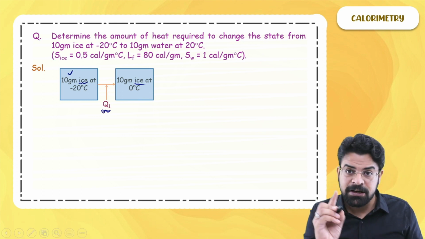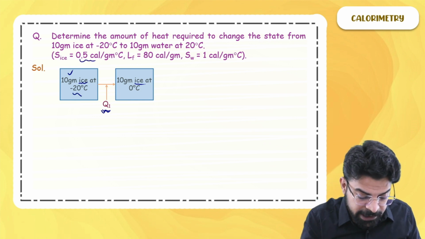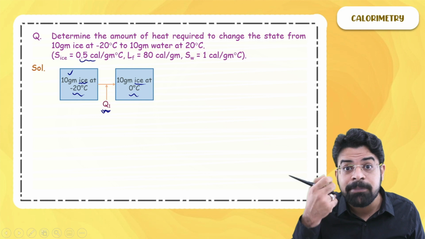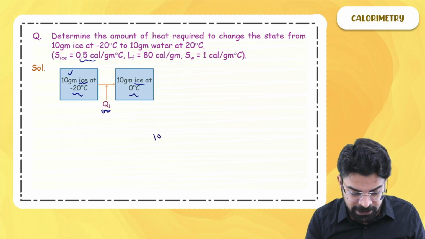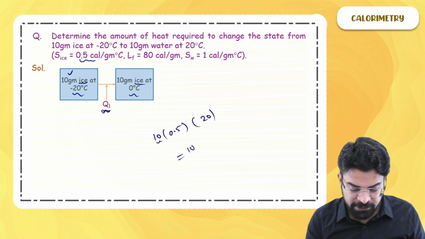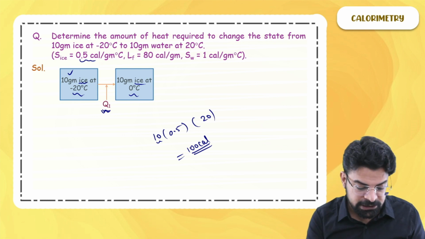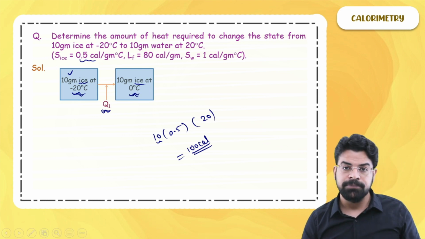The mass is 10 gram, specific heat of ice is 0.5, and the temperature increases from minus 20 to 0. So the increase in temperature is 20. So the heat provided has to be m into s into delta T, and that will be equals to 10 into 0.5 into 20, that will be 100 calories. So 100 calorie of heat has to be provided to increase the temperature from minus 20 to 0.